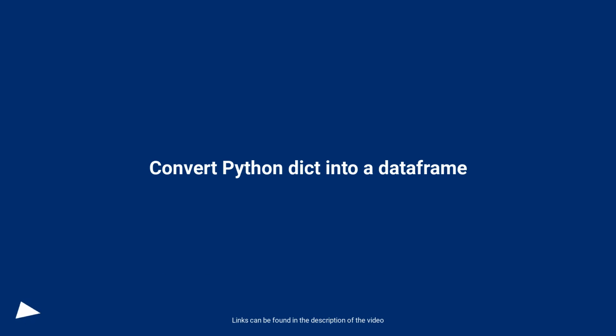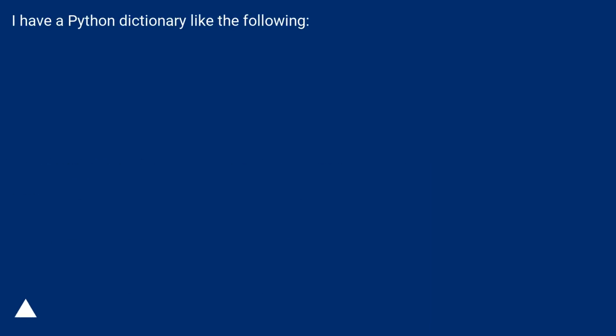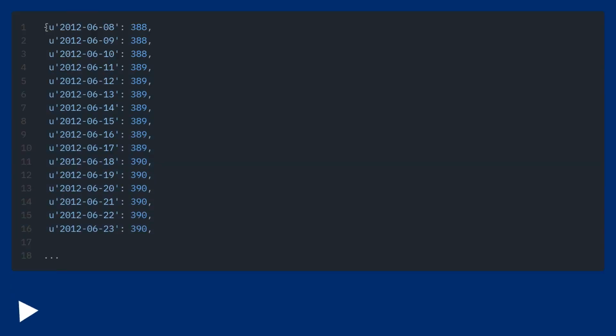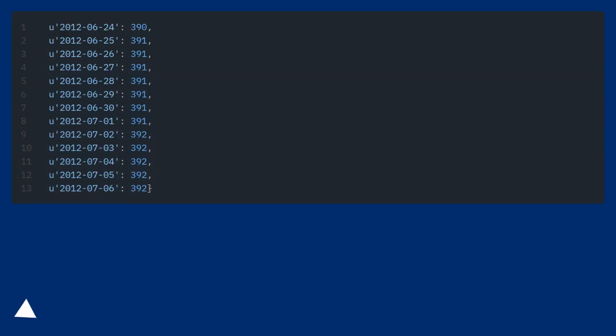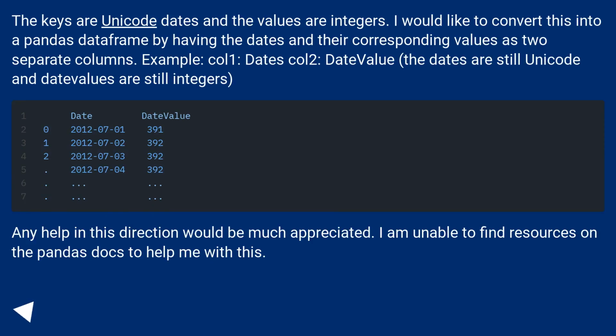Convert Python dict into a dataframe. I have a Python dictionary like the following. The keys are Unicode dates and the values are integers.